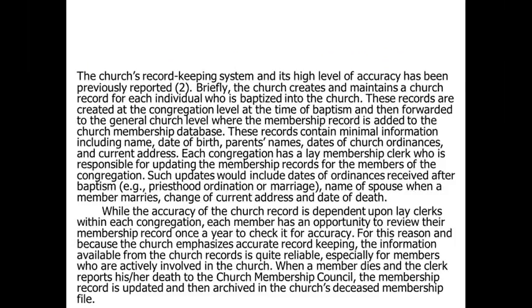So I want to scroll back and point this out to you. In the original 2 paragraphs, they say in the very first sentence, it's a high level of accuracy. They give you a reference for that. And then they're trying to give you some details about how this works to verify that indeed it is accurate. And then in the second paragraph, they go back to talking a lot about accuracy. Well, the accuracy is dependent. Each member can review the record once a year to check it for accuracy. For this reason, and because the church emphasizes accurate record keeping, the information is quite reliable, right? So they're repeating those words, accurate and reliable, quite a bit.